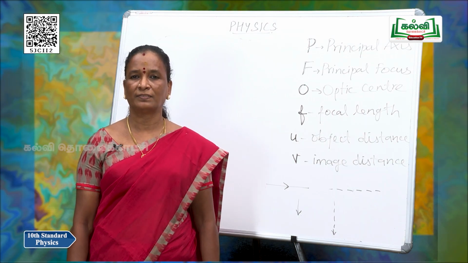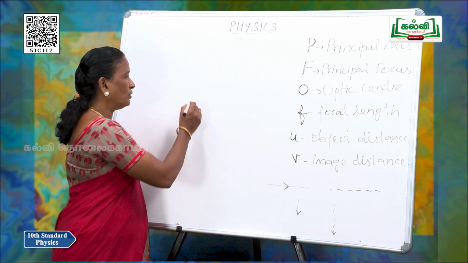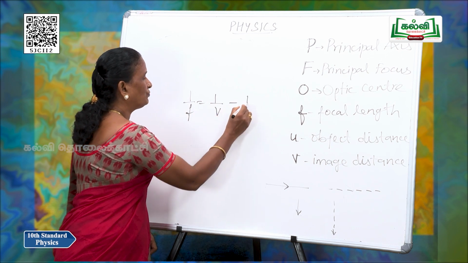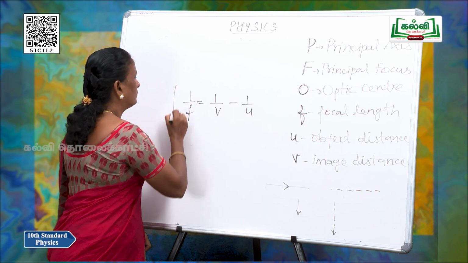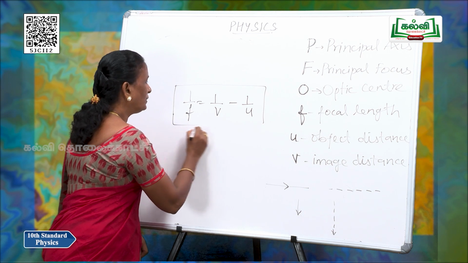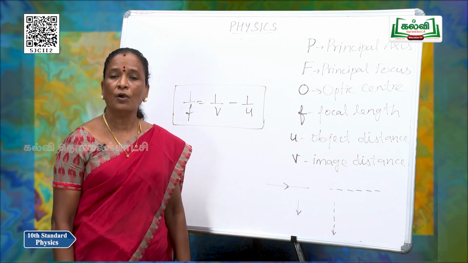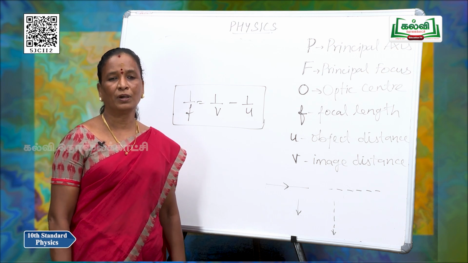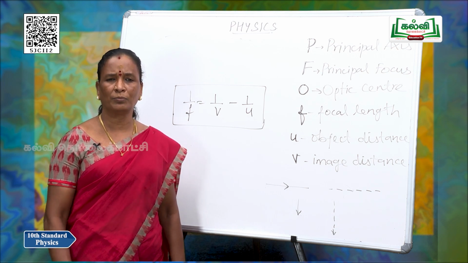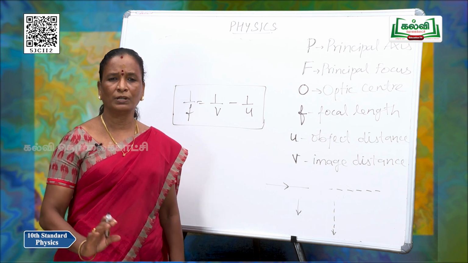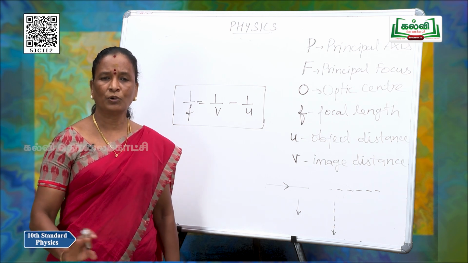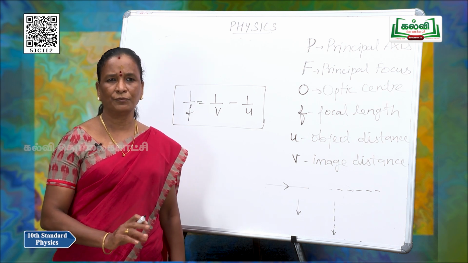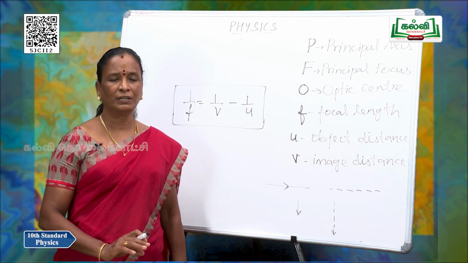The lens formula is given as 1 by f is equal to 1 by v minus 1 by u. This is the formula. We are going to use this formula to determine the focal length of both concave and convex lens. The formula is used to solve numerical problems. In the book back, there are questions for you to find out the focal length of the given convex lens or concave lens. So, there are few examples given in the book back.